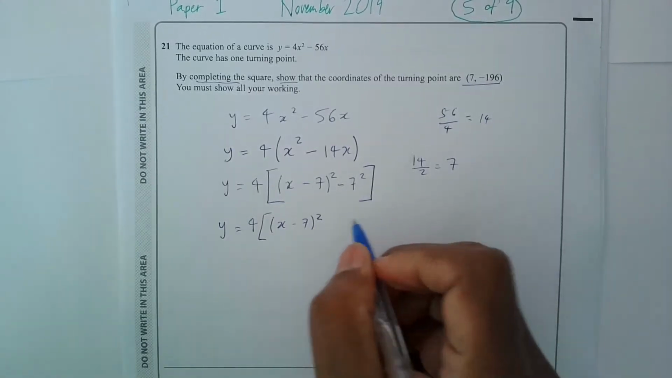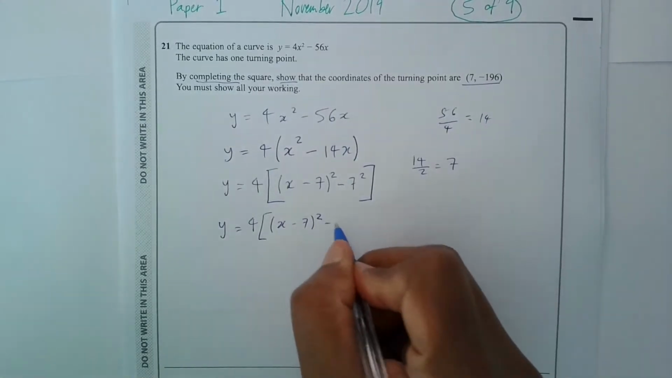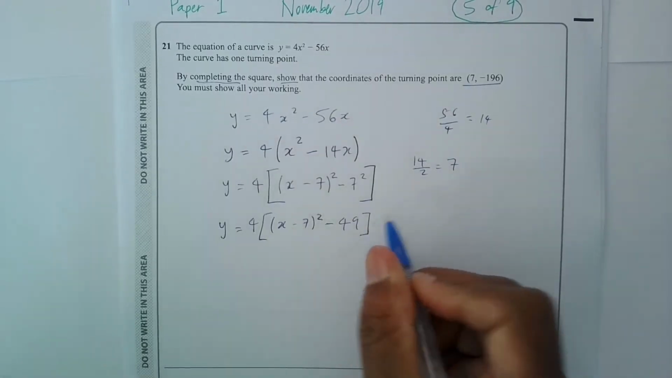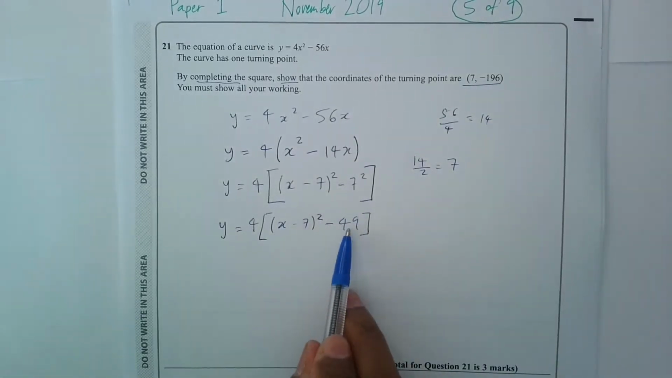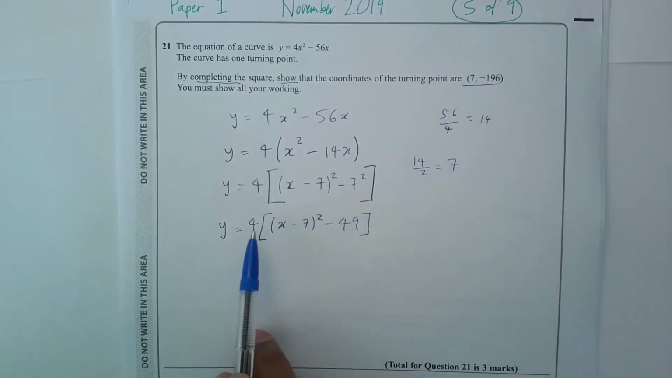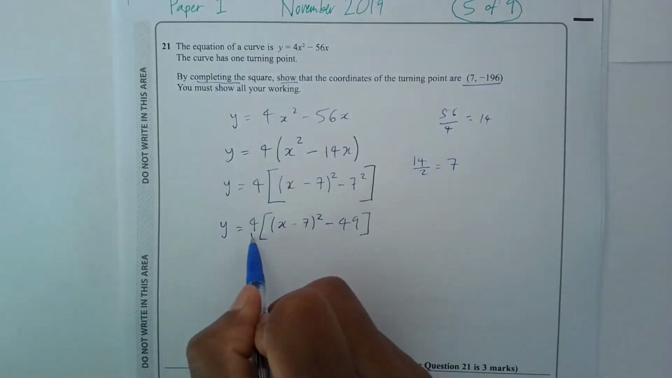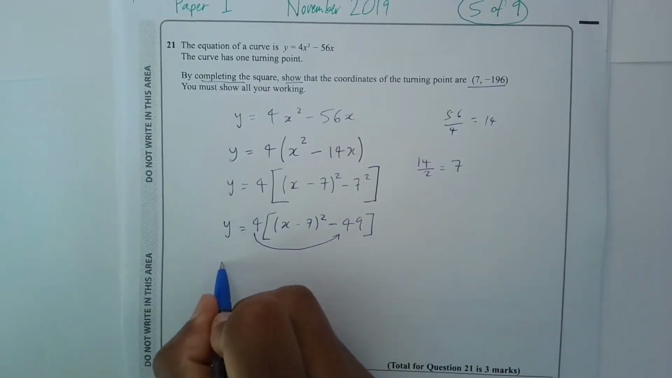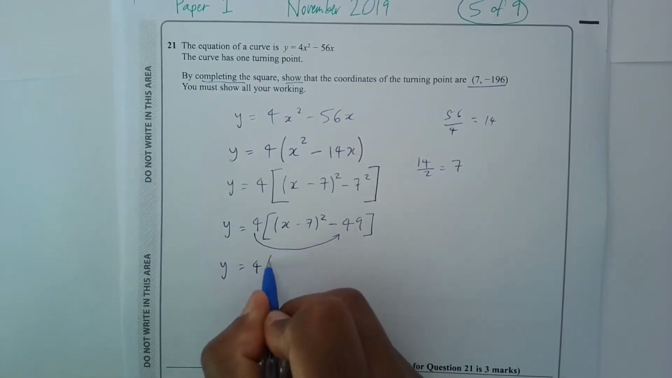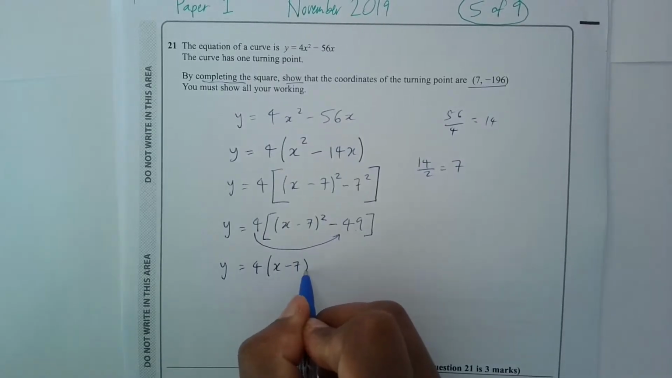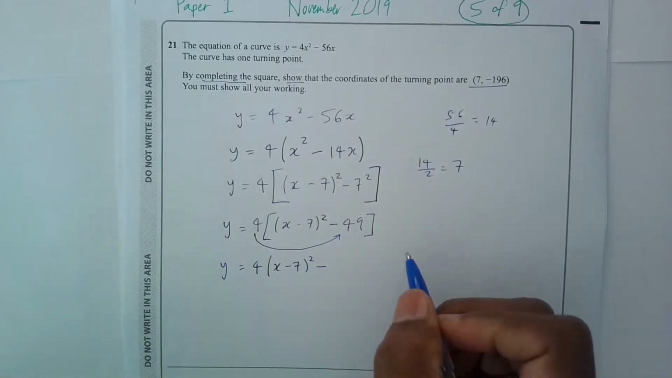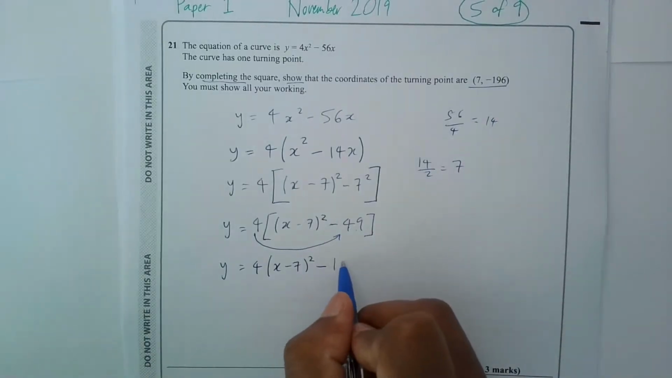Seven squared is 49, so minus 49. Now I want to expand this part here. I've got 7 here, which matches that. I want to expand the 4 with this. So y equals 4 brackets x minus 7 all squared, take away 4 times 49, which is going to be 196.